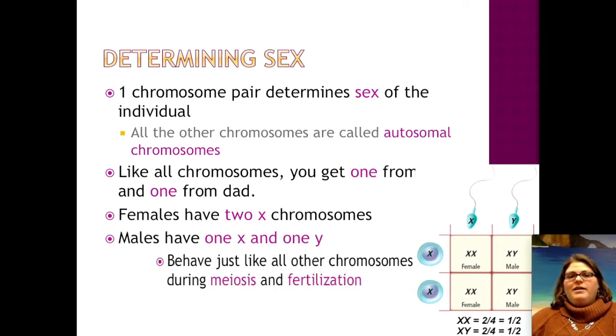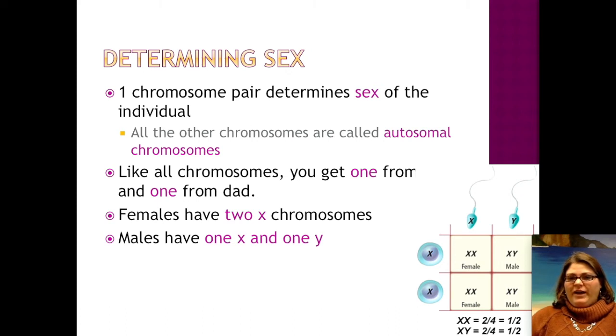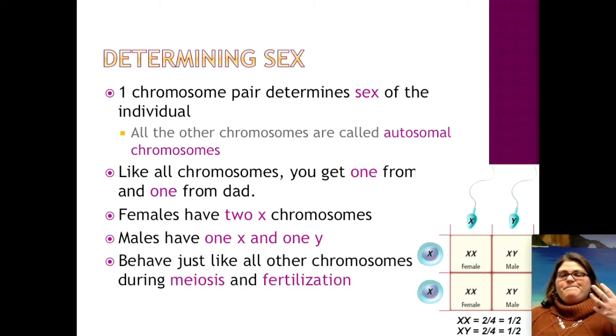Males, however, they only have one X. Instead, they have an X and a Y. And so X and Y split up in meiosis. Half of the sperm get X's, the other half of the sperm gets Y, and so half will make males, half will make females. And just like all other chromosomes, they split up, they come together, they behave exactly the same way in every other respect, other than one's a Y.